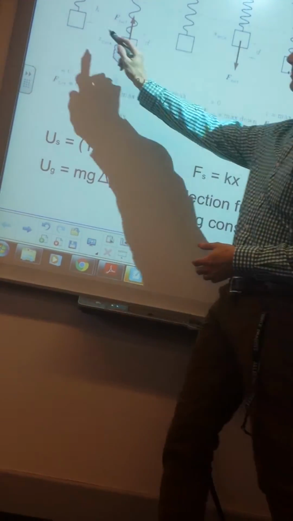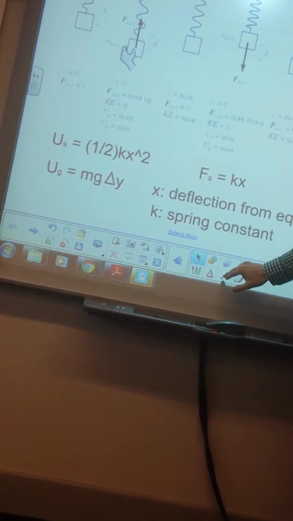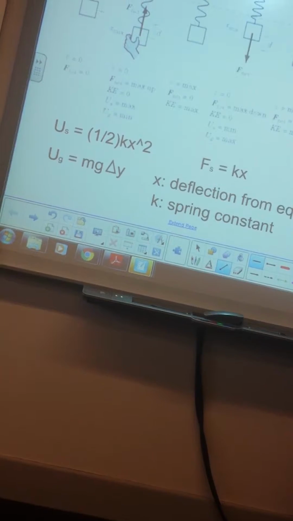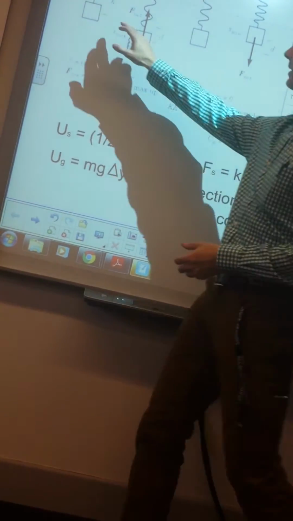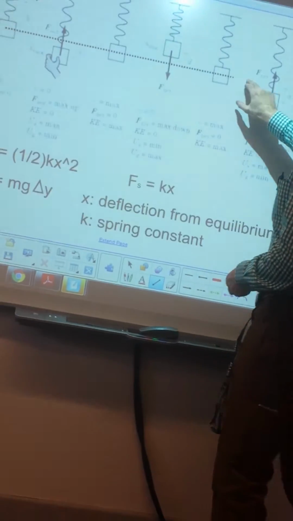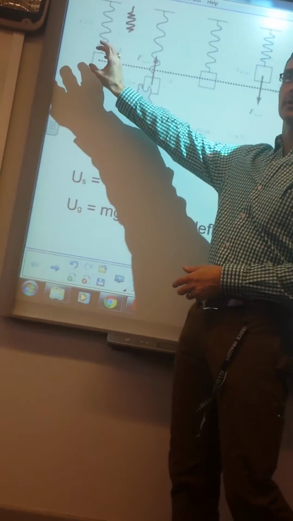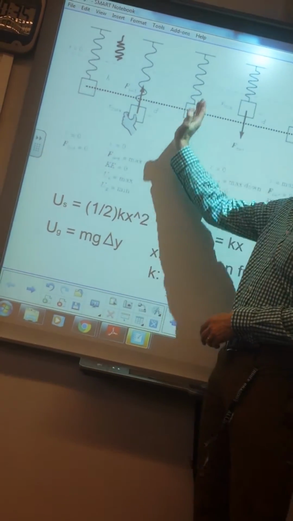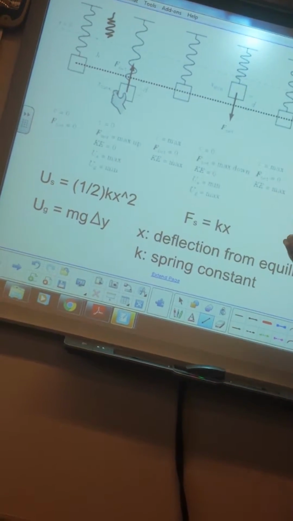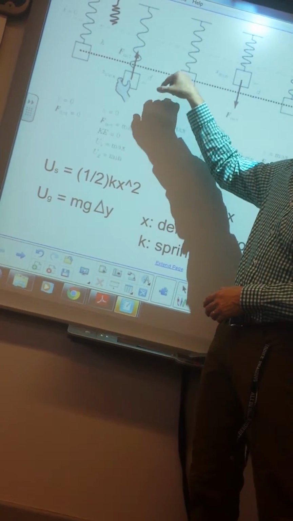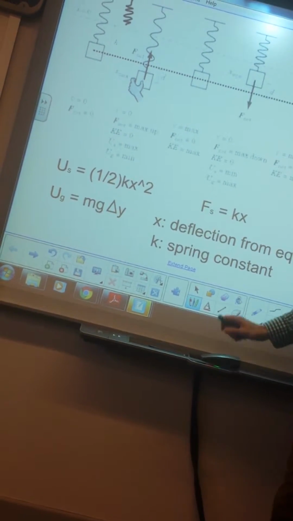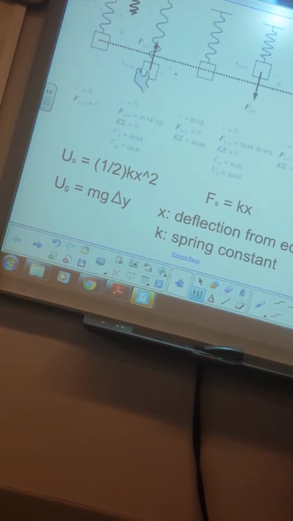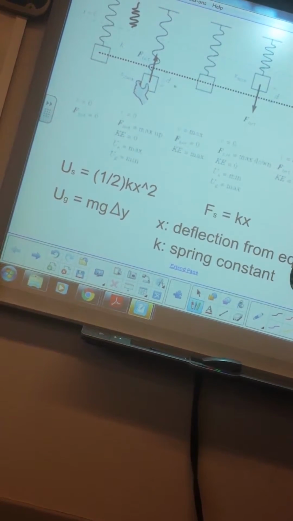This point in the middle is really going to be of interest to us. Right here is where it would be just hanging freely. It's going to go up above it and then come back down. On the way towards it, what can you say about the force of the spring as compared to the force of gravity? On its way up, Jamie.